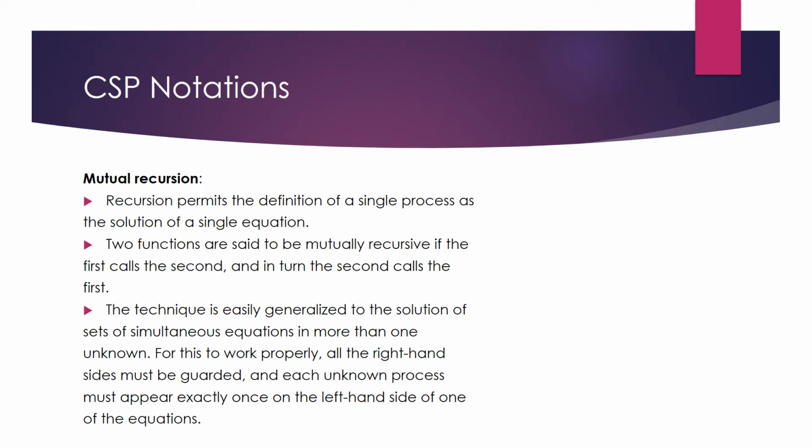Okay, next one is mutual recursion. So what is mutual recursion? For this to work properly, all the right hand sides must be guarded and each unknown process must appear exactly once on the left hand side of one of the equations. Recursion permits the definition of a single process as the solution of a single equation. Mutual recursion is like 2 functions are said to be mutually recursive if the first calls the second, and in turn the second calls the first. So you can see from this.